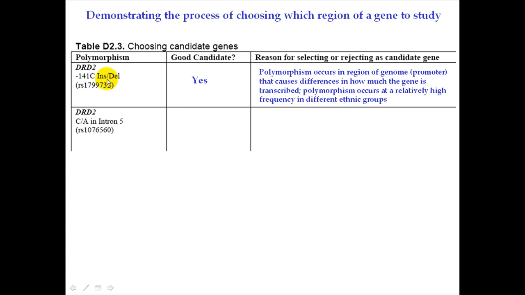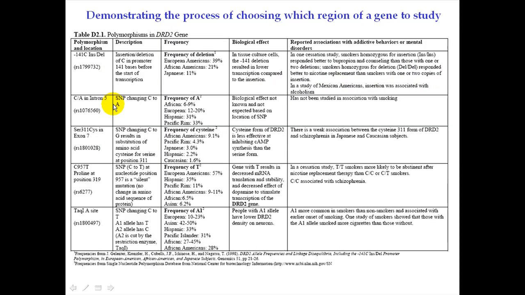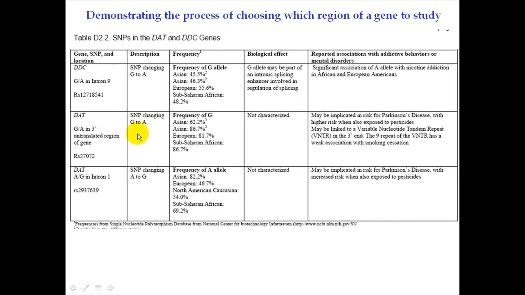And so you're going to be asked to make these judgments for several different gene regions. And so here's a more complete look at the table that breaks down each polymorphism within the DRD2 gene. You're also provided with a table that talks about different polymorphisms in a DDC gene and a DAT gene. So there are several different gene regions that we could possibly look at, and you're going to be asked to evaluate each one as far as its potential for causing differences in smoking behavior.